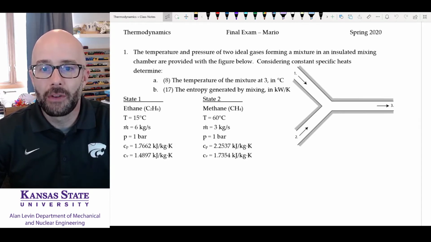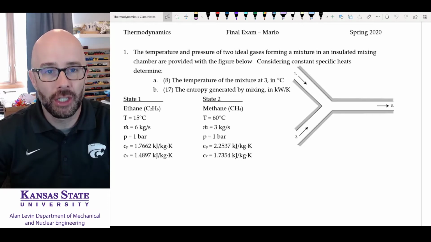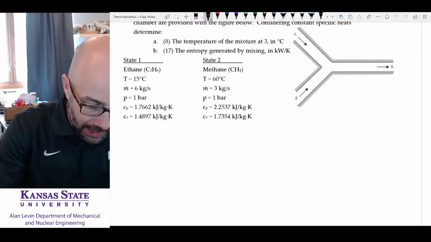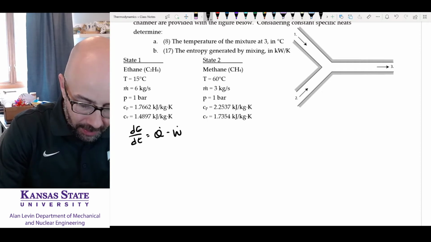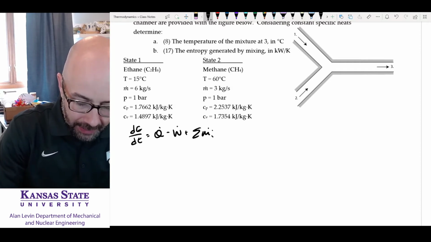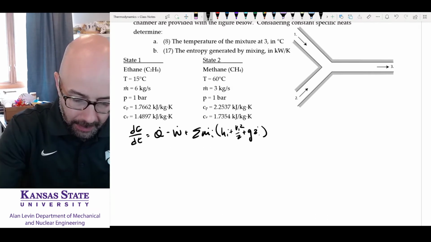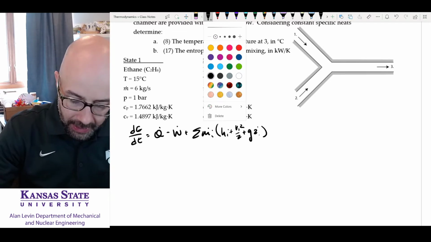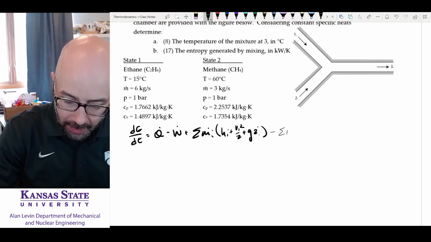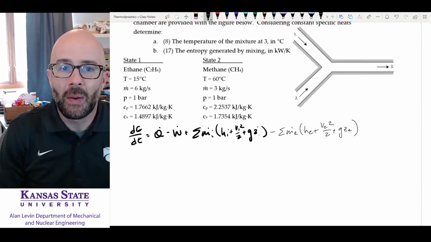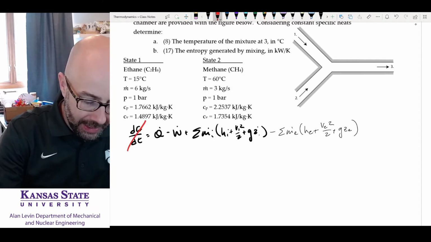So, the first thing we want to figure out is the temperature of the mixture, and that's going to be a first law analysis. So let's go down and look at that. dE/dt is equal to Q dot minus W dot plus the summation of my mass flow rates in times enthalpy in, kinetic energy in, potential energy in, minus the summation of my mass flow rate exiting times my enthalpy exiting, my kinetic energy exiting, and my potential energy exiting. Now, in this case, we are going to have it at steady state.